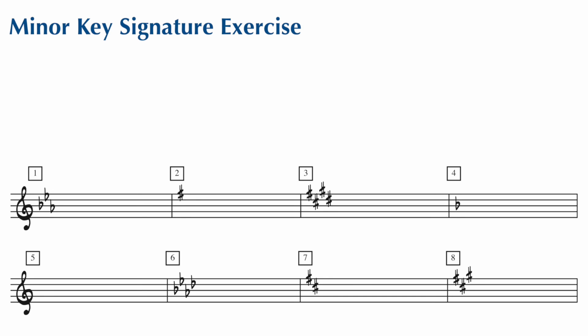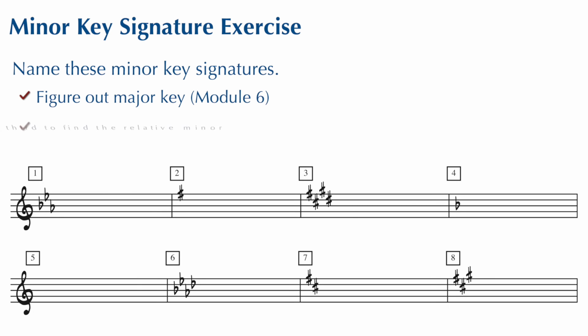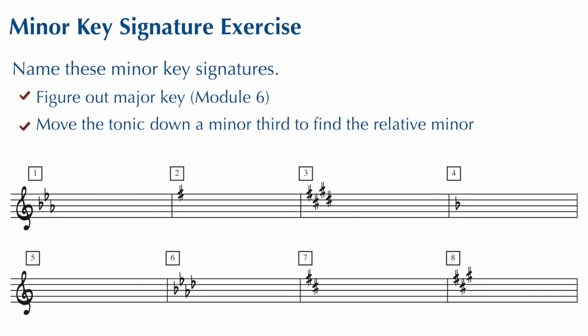At the bottom of page 139, we have this minor key signature exercise. Your job is to name these minor key signatures. First, figure out what the major key would be, and then move the tonic or 1st scale degree down a minor 3rd to find the name of the relative minor.